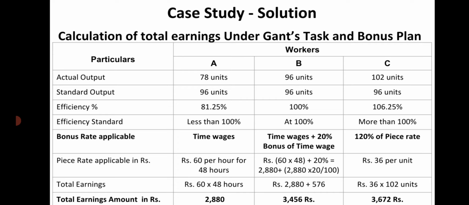So here, the rate applicable for A is 60 rupees per hour into 48 hours, time wages of 60 into 48, 2880 rupees. For B, it is time wages 2880 plus 20% of 2880, which is 576. 2880 plus 576 is 3456. For C, it is above 100%, so he is paid the high piece rate. High piece rate is rupees 36 per unit, so rupees 36 into 102 units is equal to 3672 rupees.